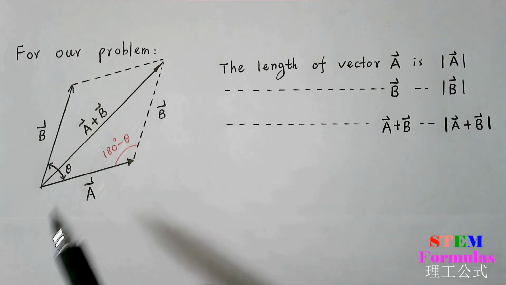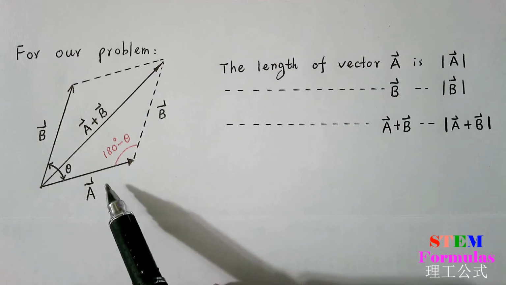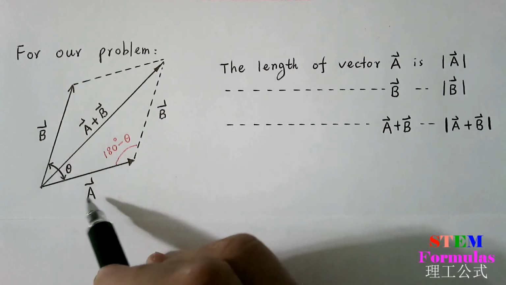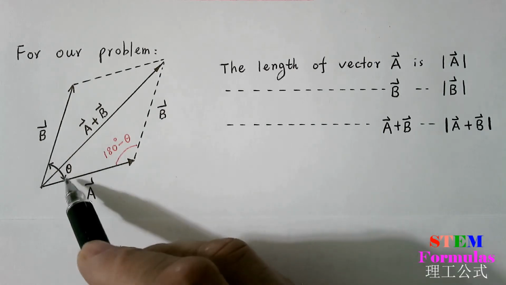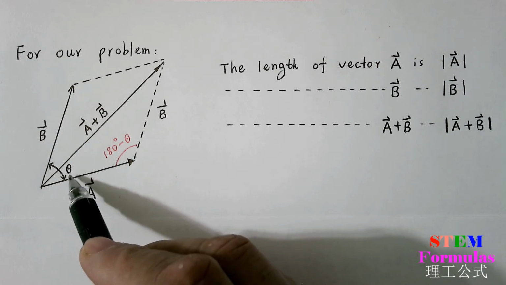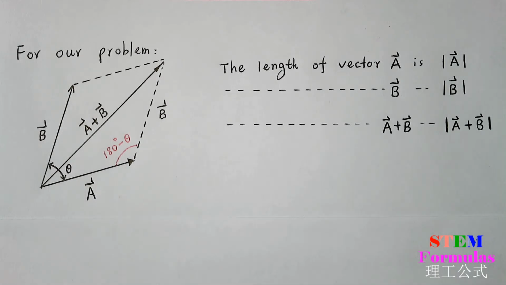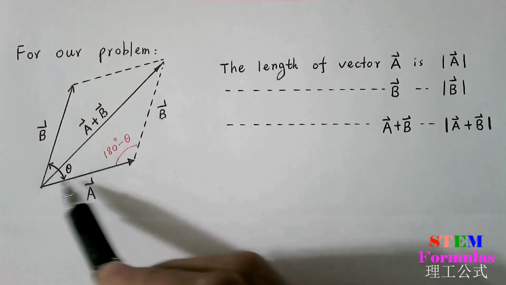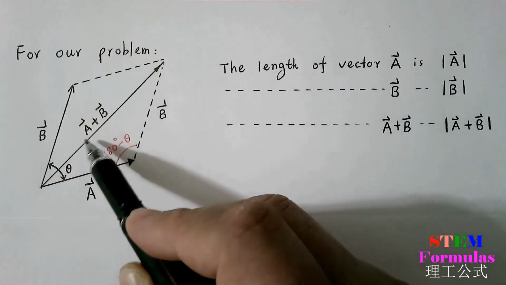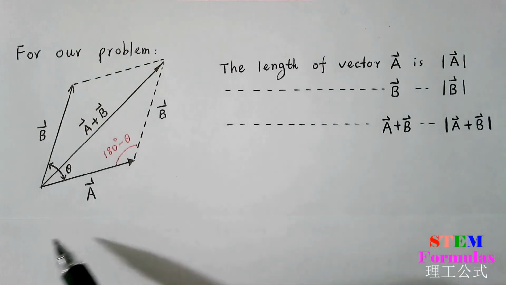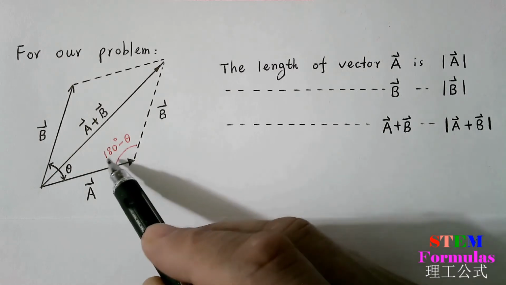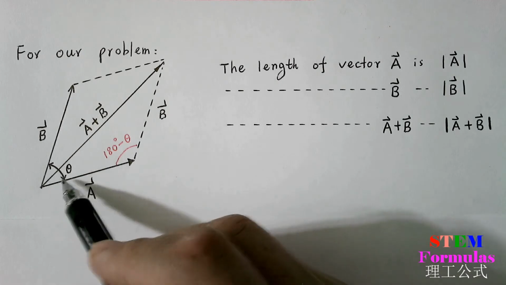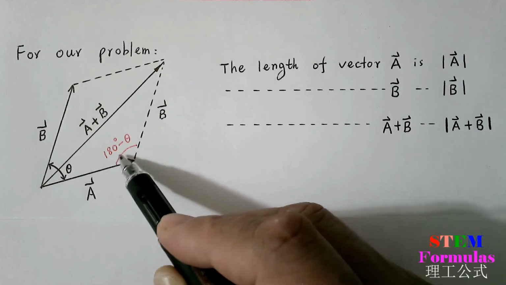For our problem, we draw the vectors in this diagram. Here's vector A and here's vector B. The angle between vector A and vector B is theta, and theta is smaller than 90 degrees. And we move vector B to here. And this one is vector A plus B. And this angle is 180 degrees minus theta, since this angle is theta.